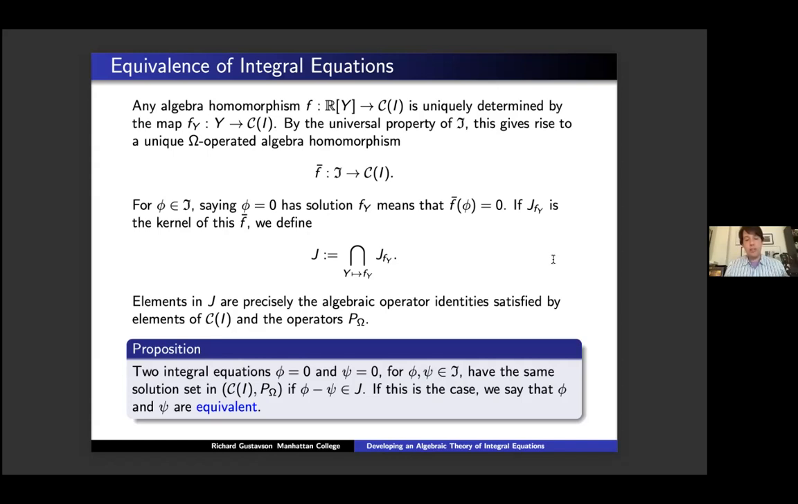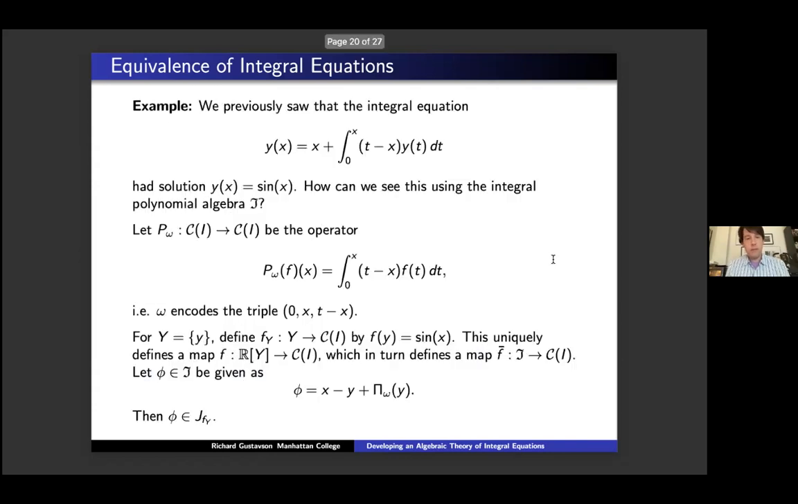And now we can say that two elements are equivalent if they have the same solution set, but having the same solution set means that their difference is in this set J. So we formally define what it means for two integral equations to be equivalent. Just to show you an example, we looked at this example of an integral equation earlier. We saw that it had solution y of x is just sine x. And to see what this looks like in our more abstract construction, we can define the integral operator P omega defined as such.